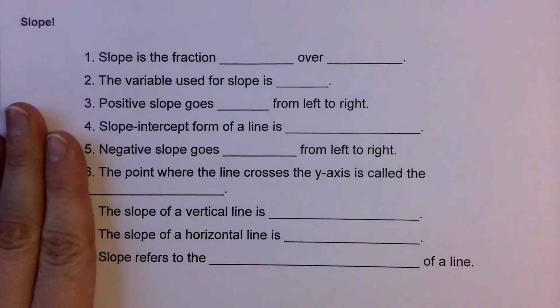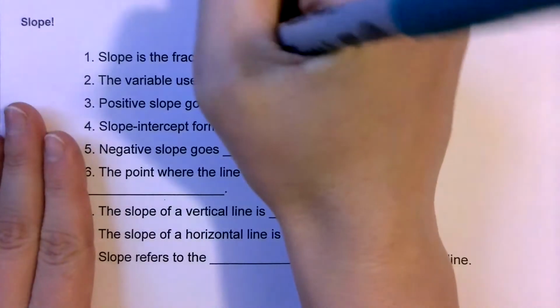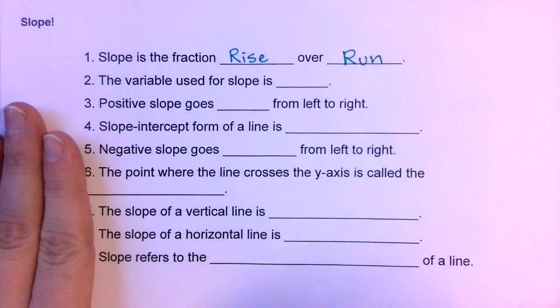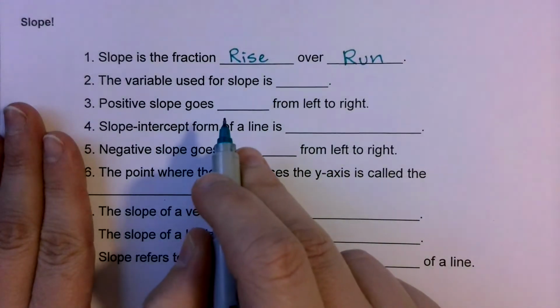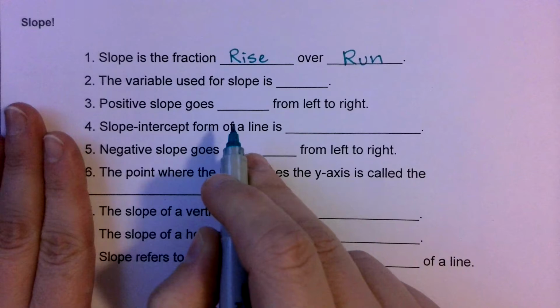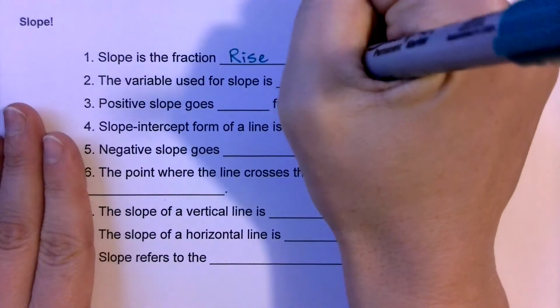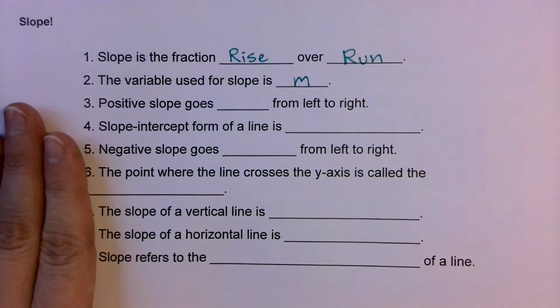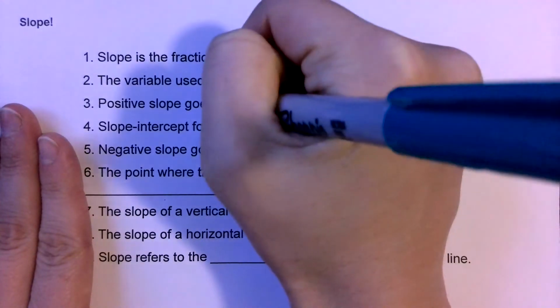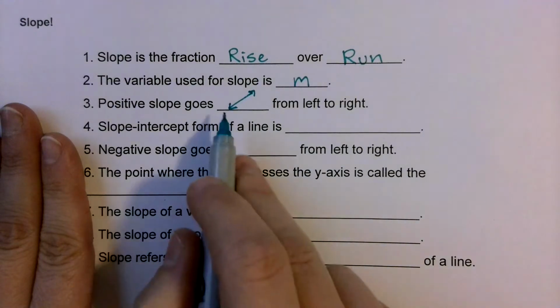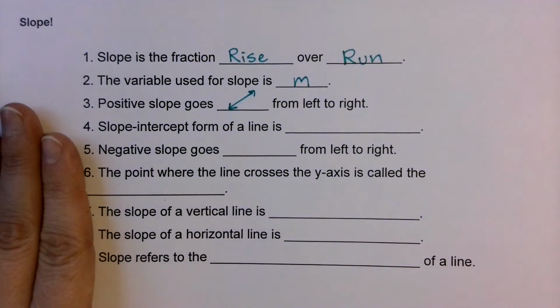Okay, so the first one we've got: slope is the fraction blank over blank, so it is the fraction rise over run, which just means if we're looking at a line, we're going from one point to the next, and we're looking at how it goes up and over from one point to the next, the rise over run. The variable that we use for slope is m. Positive slope goes up from left to right, or looks like this. We always read a graph from left to right, just like you read a sentence from left to right. So if it's going up from left to right, it is a positive slope.